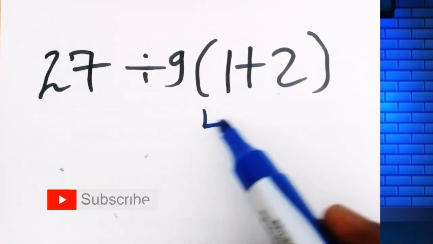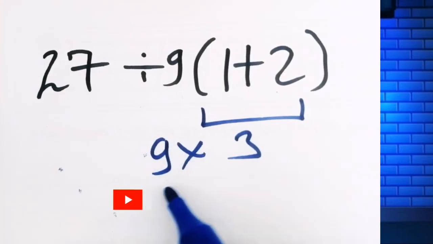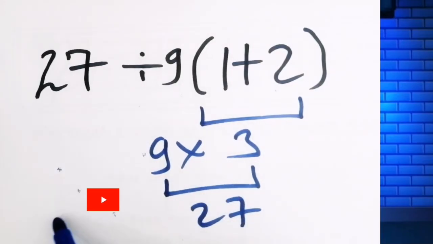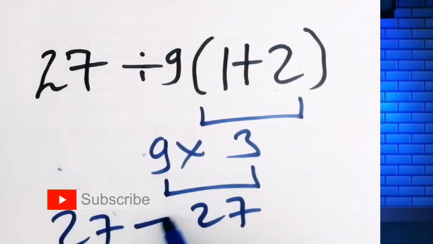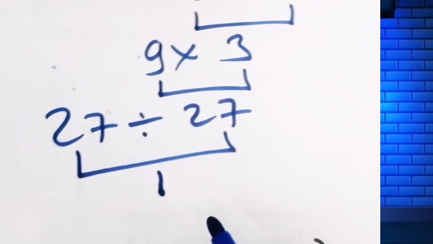1 plus 1, which gives us 3. Here 9 times 3, which equals 27. Here 27 divided by 27, which equals 1.